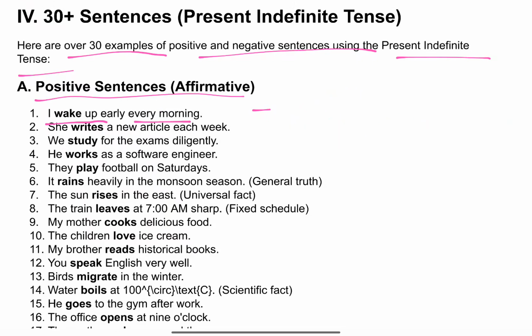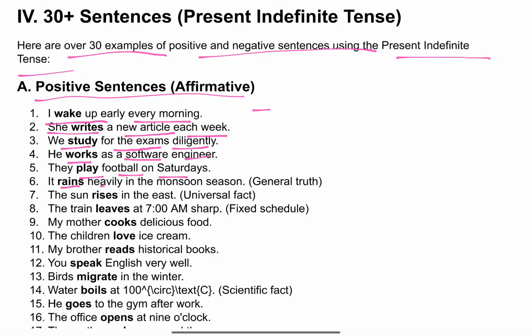So next: She writes a new article each week. We study for the exams diligently. He works as a software engineer. They play football on Saturdays. Play means this is a hobby. Some people have it as a hobby, and some students play football every day. So mostly games are included in present tense.